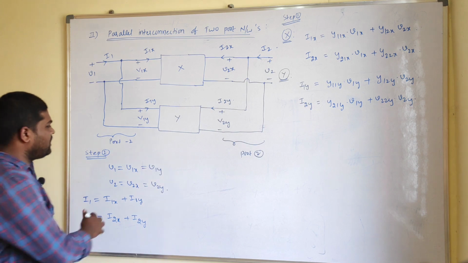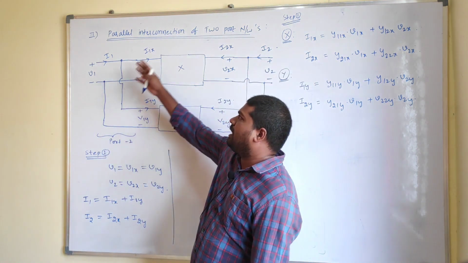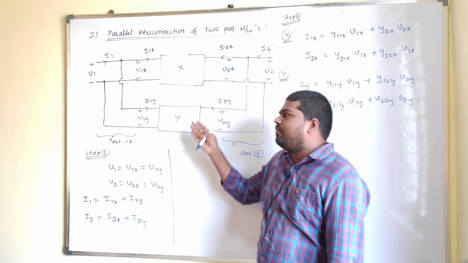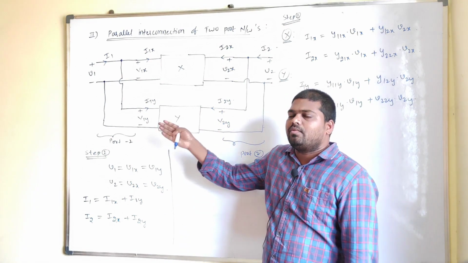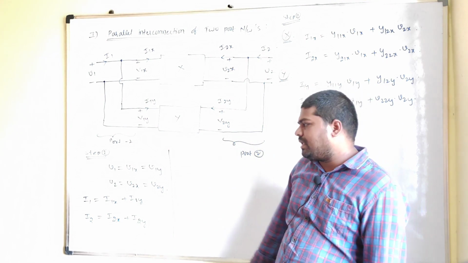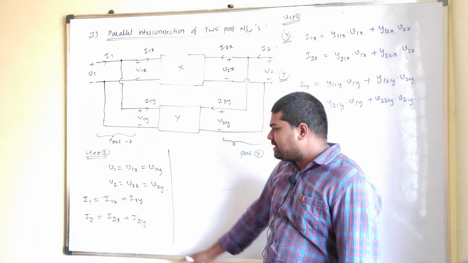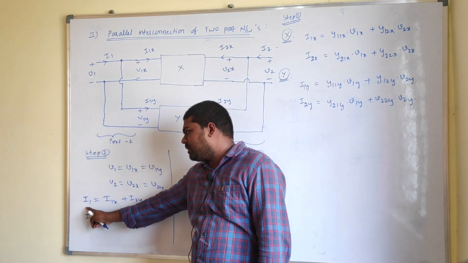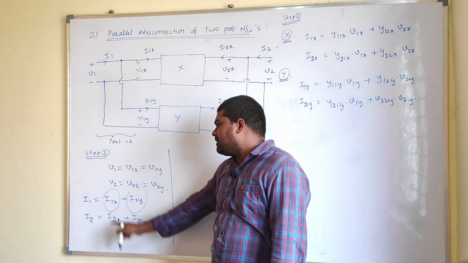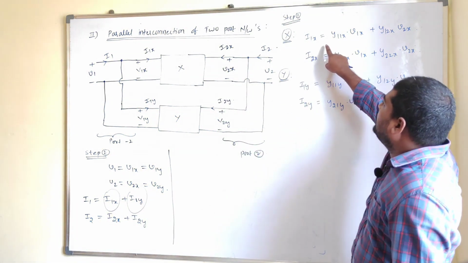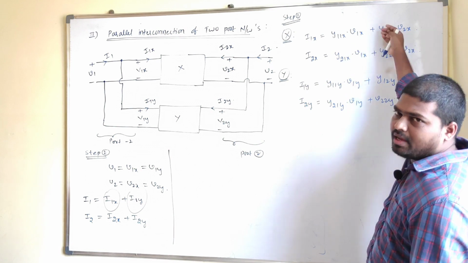Now this is step 2. This entire network is a parallel configuration, and for this parallel configuration we can define Y parameters. Y parameters means the equation starts with I1 and I2, so focus on the I1 and I2 equations. The I1 KCL expression involves two variables, I1x and I1y. I1x equals Y11x V1x plus Y12x V2x. We already have the expression.